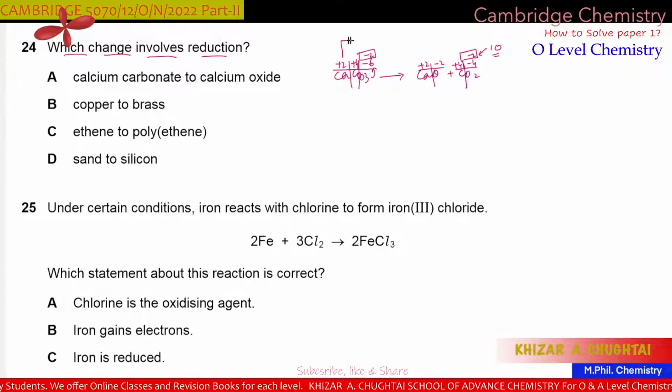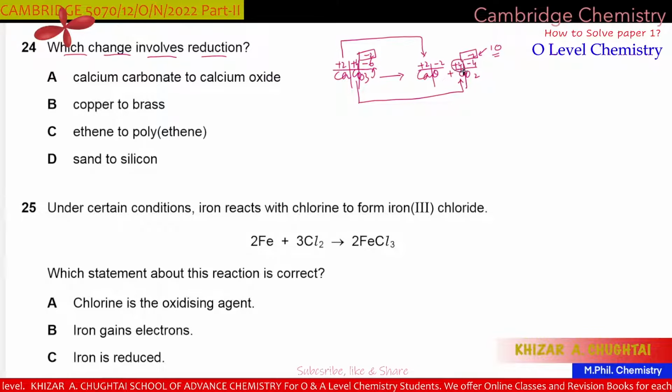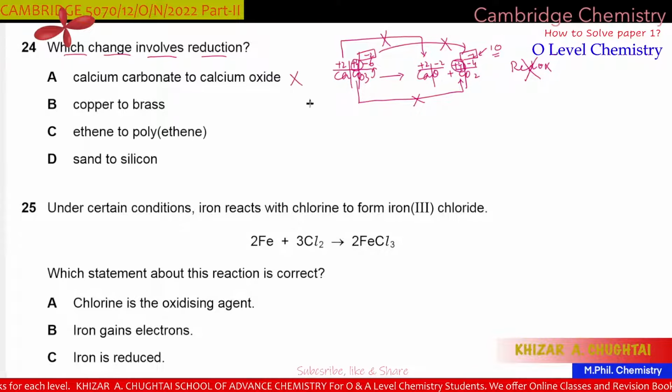So calcium, before and after, is not going to change its oxidation state. The same is the case with carbon. Carbon has the same oxidation state, +4, before and after. There is no change in the oxidation number of carbon, calcium, or oxygen. So this is not a redox reaction, and no oxidation or reduction is possible.